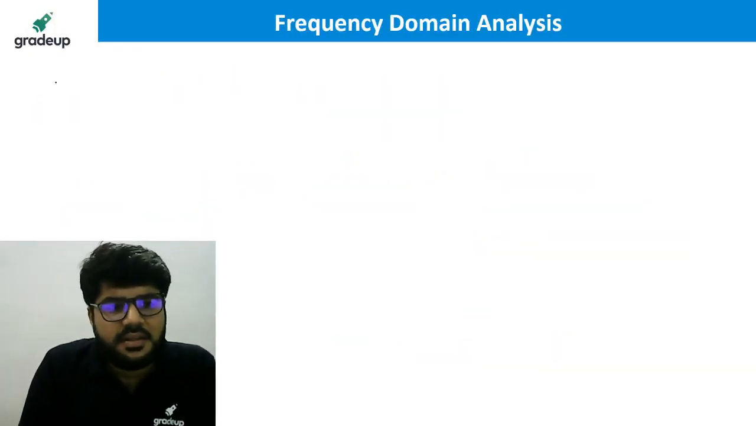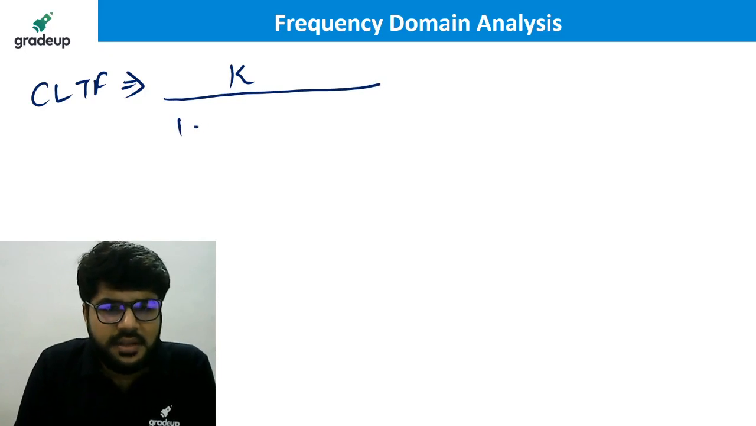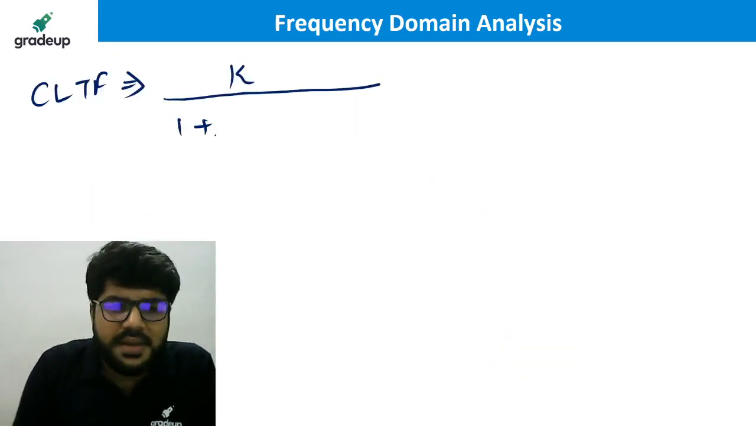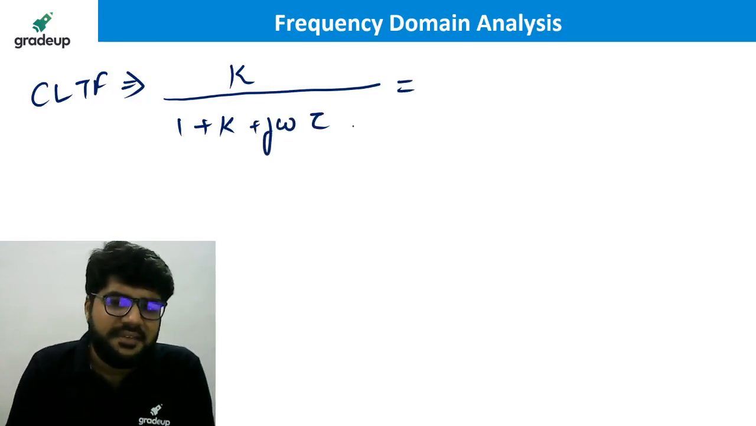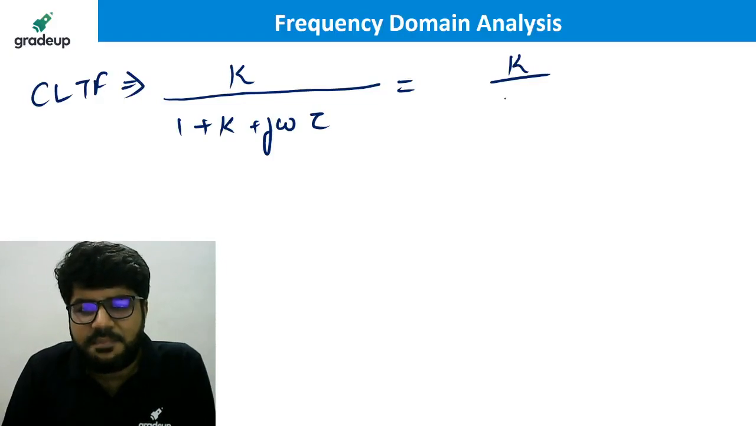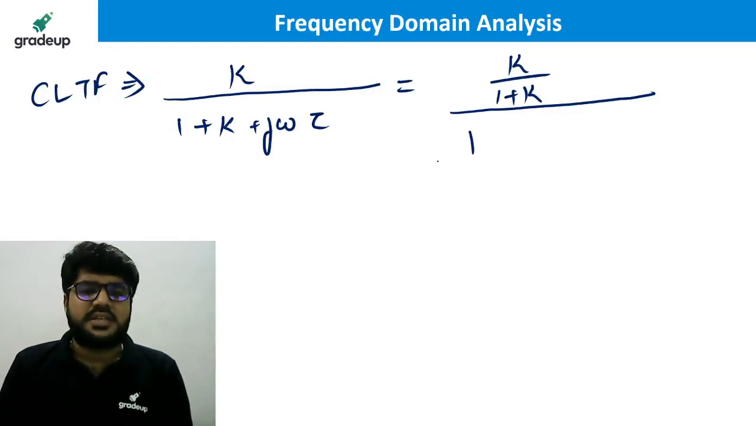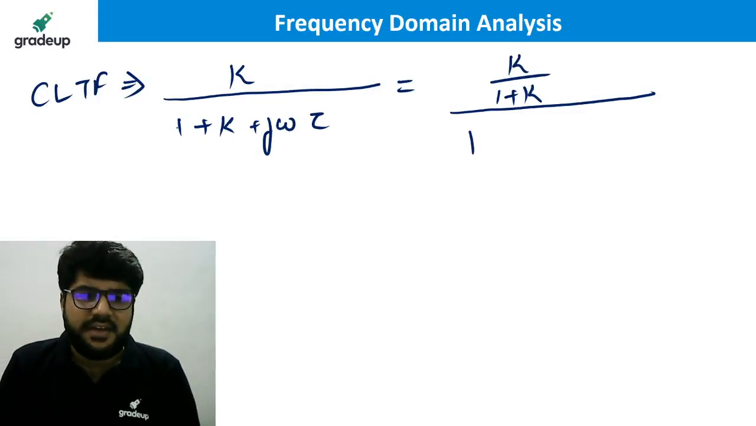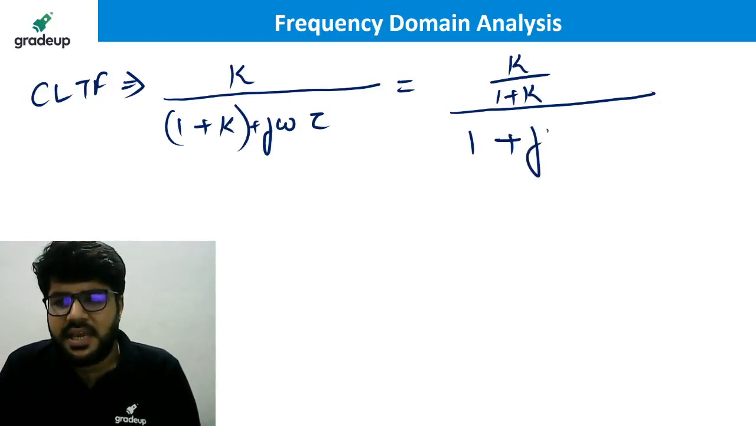So I am getting the closed loop transfer function, according to my expression. Anyone getting the answer in between, you can comment clearly. K divided by 1 plus K plus j omega tau, and divide by 1 plus K now. So K divided by 1 plus K, because I need the time constant form. Dividing by 1 plus K, the denominator will become 1 plus j omega tau divided by 1 plus K.